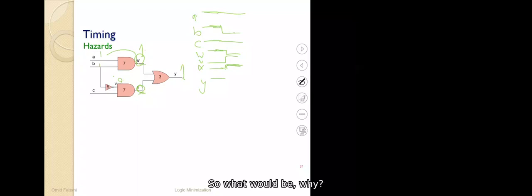So what would be Y? Y is still 1 because we now have X as 1, and X or W becomes 1. So Y is still 1. Okay? Anybody? Agree?